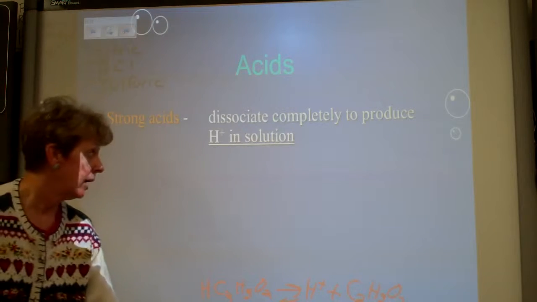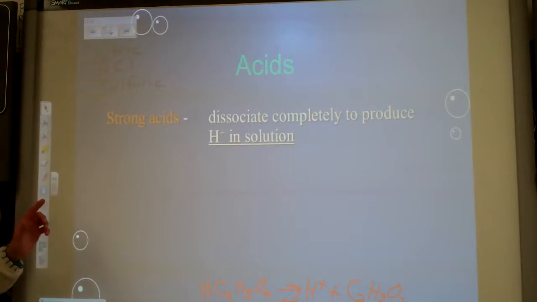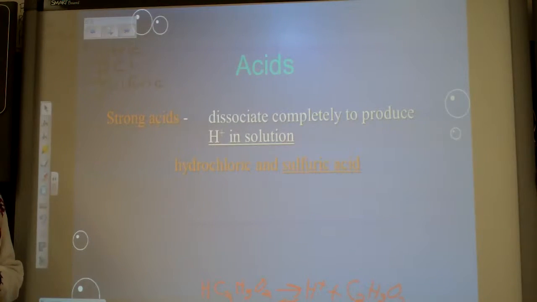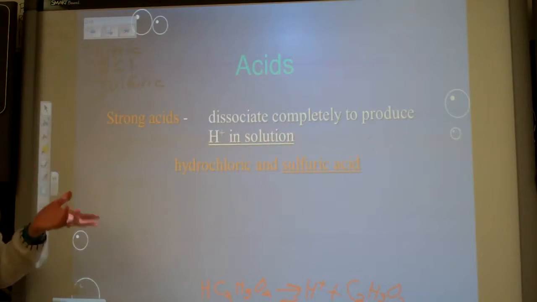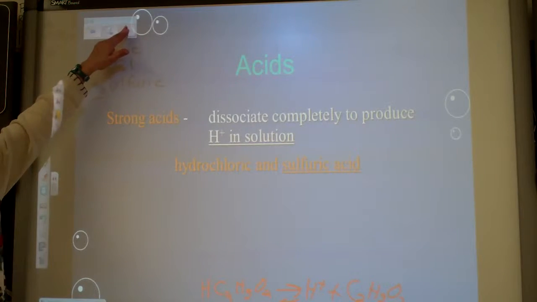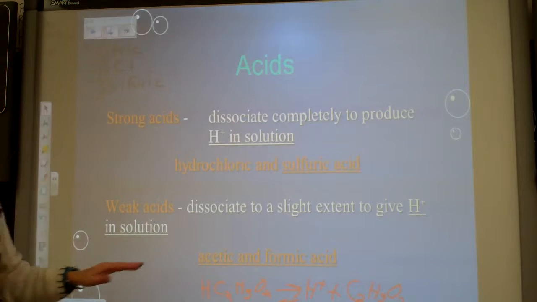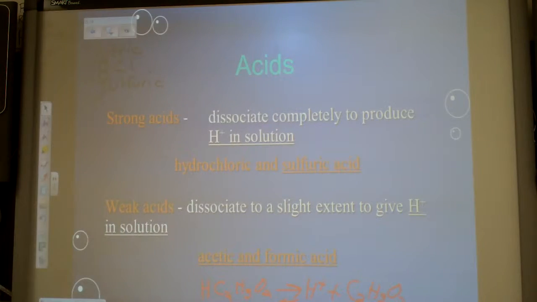What a strong acid does is completely dissociate. Hydrochloric and sulfuric and nitric are examples. I've got the chart on the next slide of a few more. Weak acids, on the other hand, do not. Now, weak acids, acetic acid, I eat that all the time. I don't eat hydrochloric. I eat acetic acid.